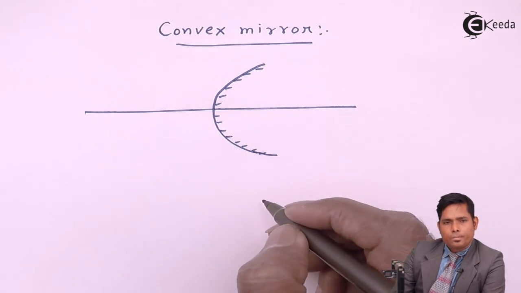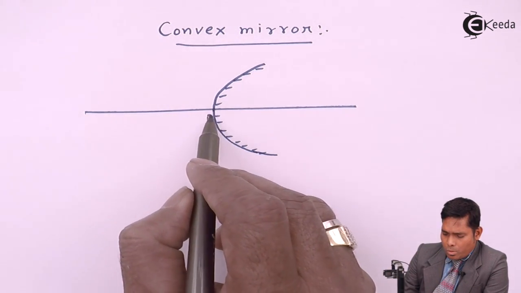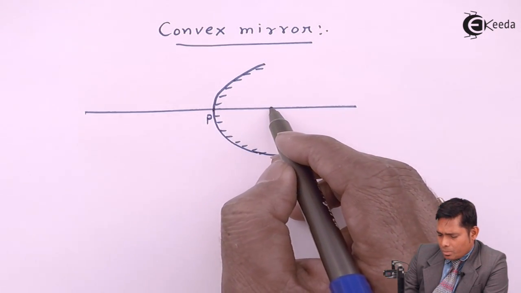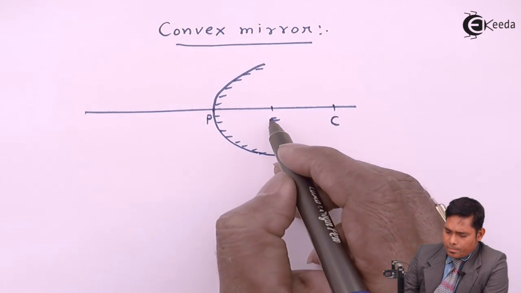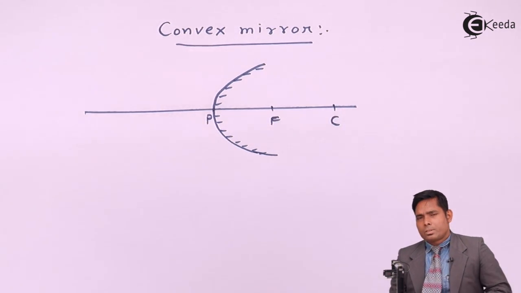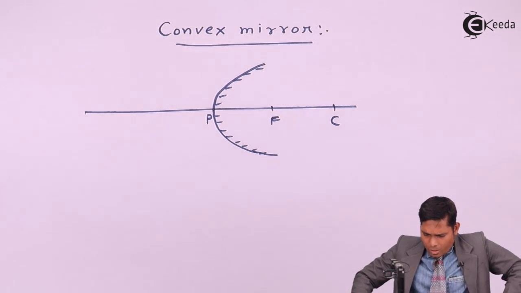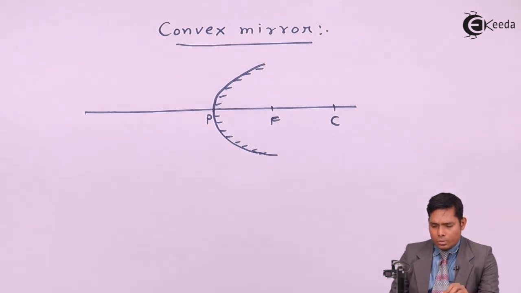So this is a convex mirror. Now again, this is the pole, and the center of curvature will be this side. Suppose that this is a focus, and this is the center of curvature. Sometimes this focus is called the principal focus. Now the rays, again we'll consider 4 rays as usual.